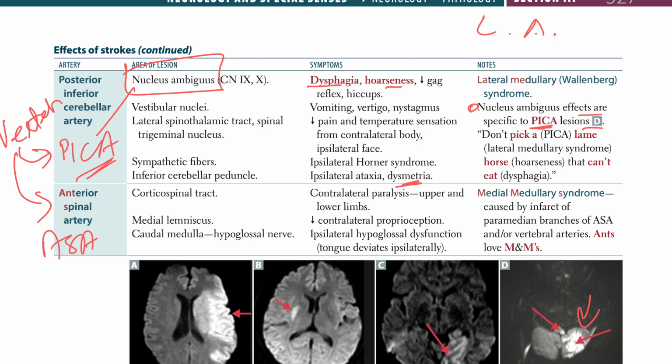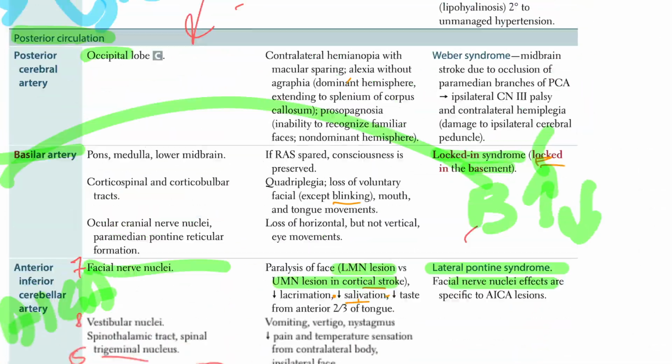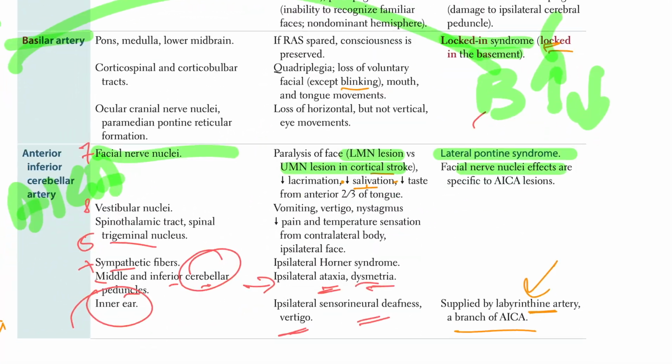What we really have here is your lateral medullary syndrome, in which the mnemonic is don't pick a lame horse that can't eat. Don't pick a lame horse, meaning PICA. Horse means hoarseness, can't eat, dysphagia. With those, you can think about decreased gag reflex and hiccups. So the only thing extra here is going to be this. Everything else is the same.